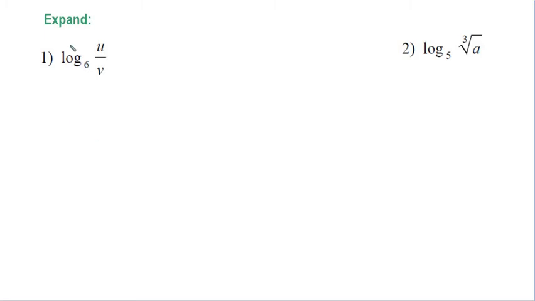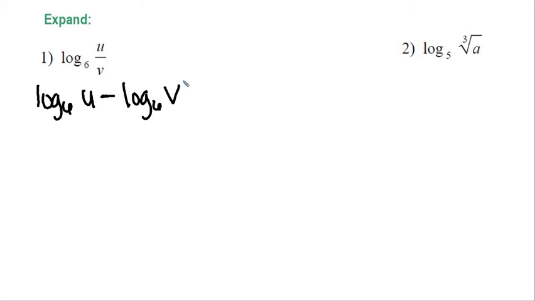So I want to expand the following problem. I'm going to start with that single logarithm and write it as many logarithms as I possibly can, applying every rule that I possibly can. So the first thing I see here is that I have a quotient. Quotient, remember, means subtraction. So I'm going to write this as log base 6 of u, minus, the same direction I divide is the same direction that I subtract, log base 6 of v.